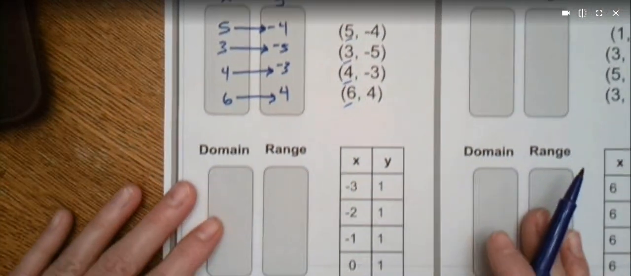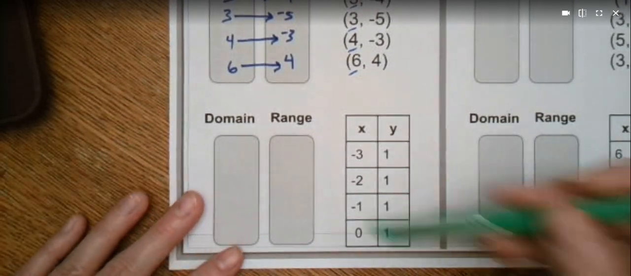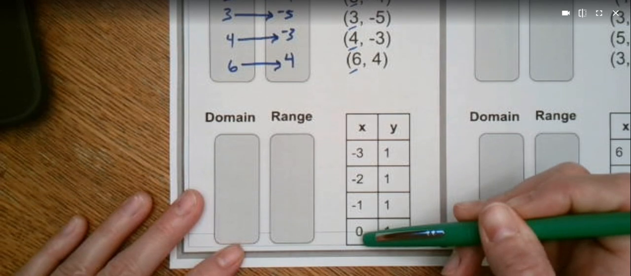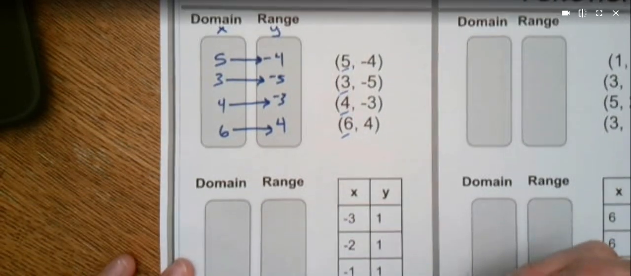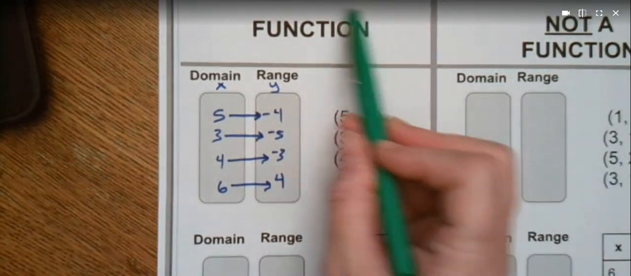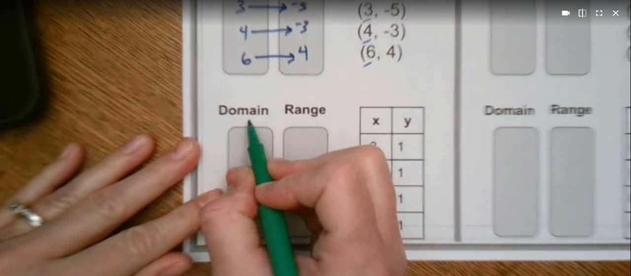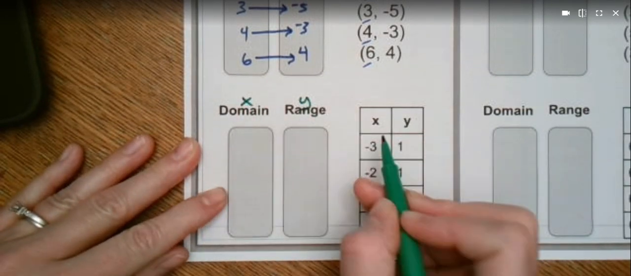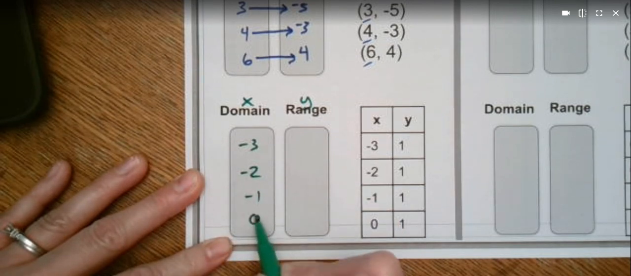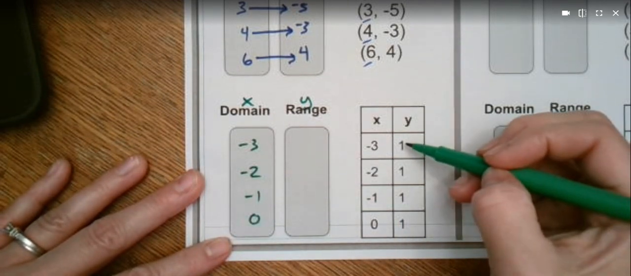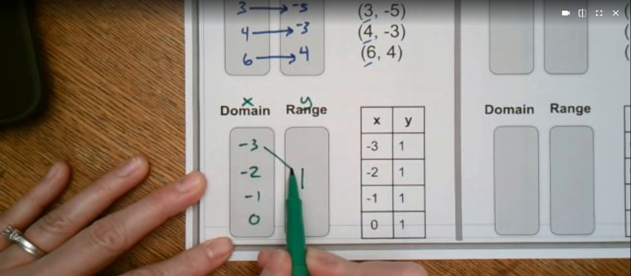Okay, let's look at this bottom one here. Why is this a function? Well, first of all, there are no x values repeated. Could there be y values repeated? Absolutely. There just can't be any x values repeated for it to be a function. So let's go ahead and map it and see what happens. Okay, so domains are x, ranges are y. -3, -2, -1, 0. Okay. Then the y value is just the number 1, so I'm going to write it one time. Then I'm going to go ahead and connect.